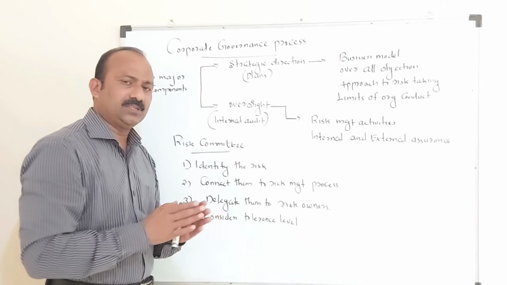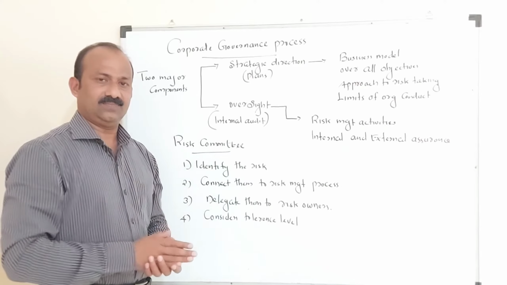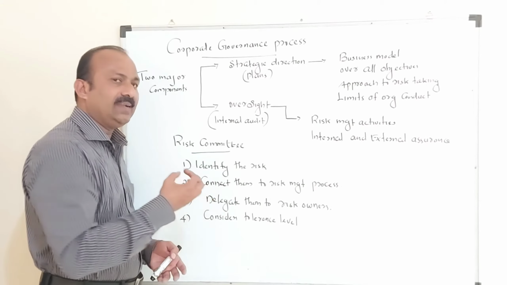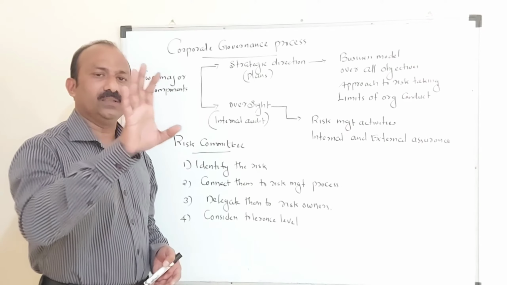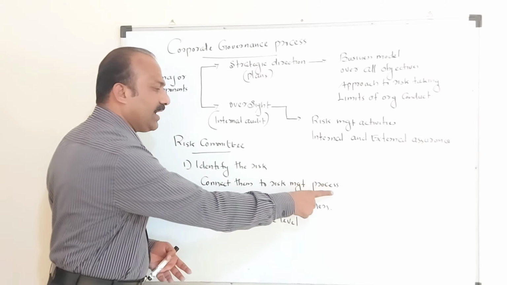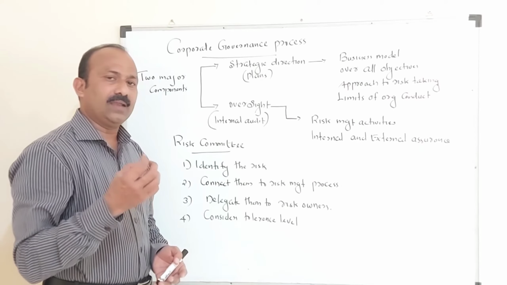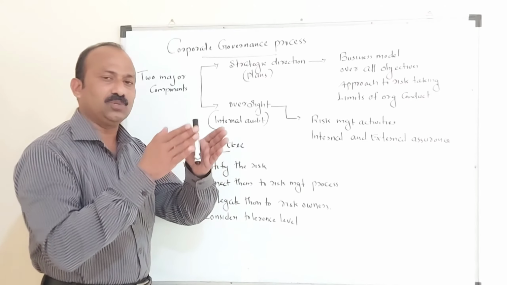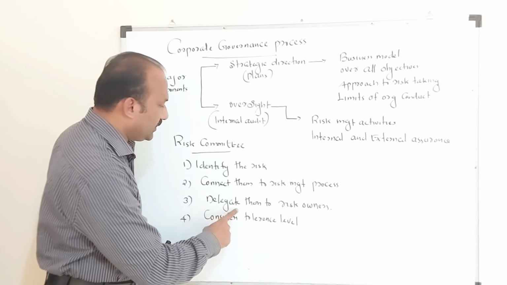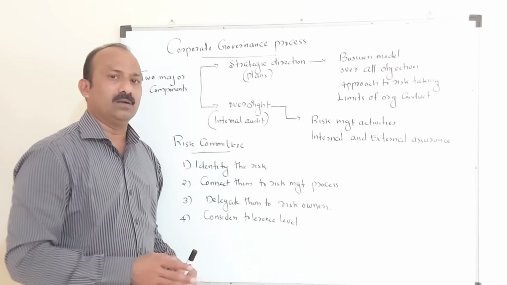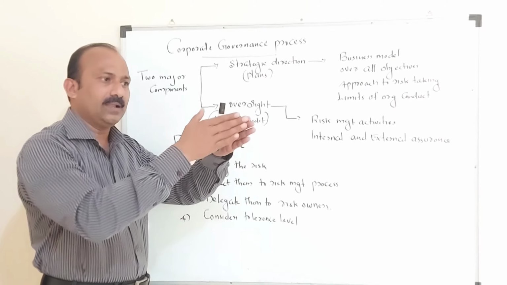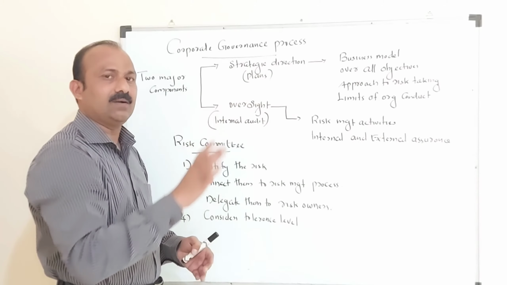So in an organization, there should be a risk committee. What is the role of the risk committee in an organization? They have to identify the risk of the organization. Connect the risks to the risk management process: how we can manage the risk of the organization. That should be connected to the risk management process, and delegate them to the risk owners. Who are the people taking the risk? So the risk owners will be there. Delegation of these things to the risk owners.